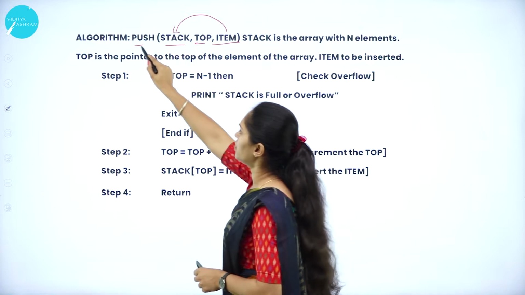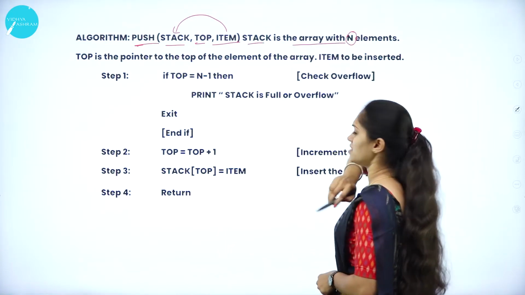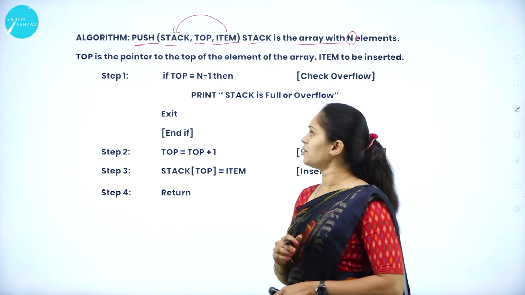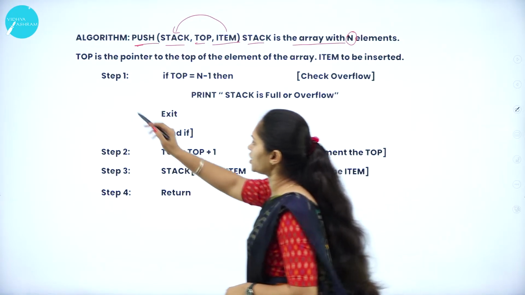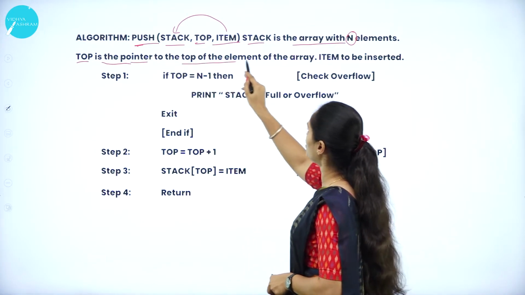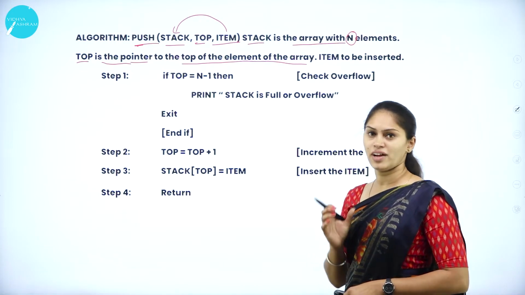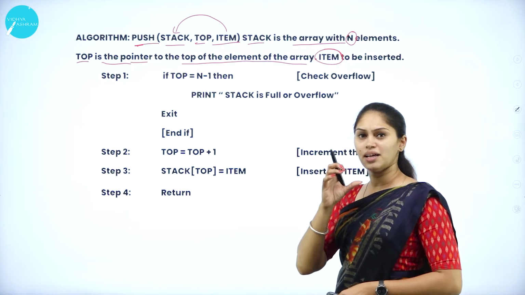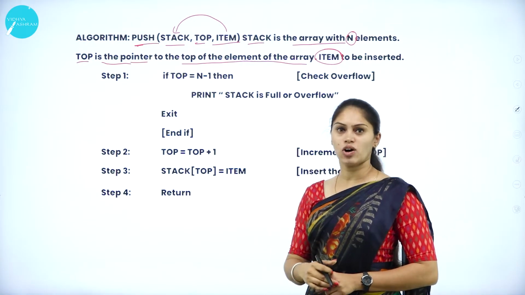And I am performing the push operation. Here stack is an array with n elements. I can take any n elements, and stack is a one dimensional array. Top is a pointer to the top element of the array. That indicates which is the top of the array stack. And we have an item. Item is nothing but an element which is to be inserted into the stack or array.